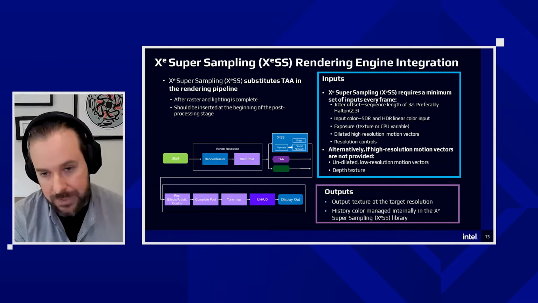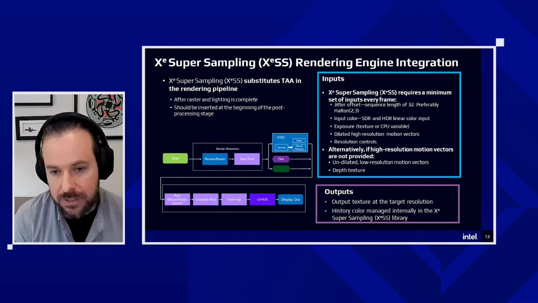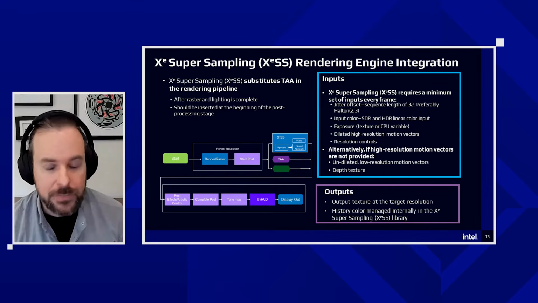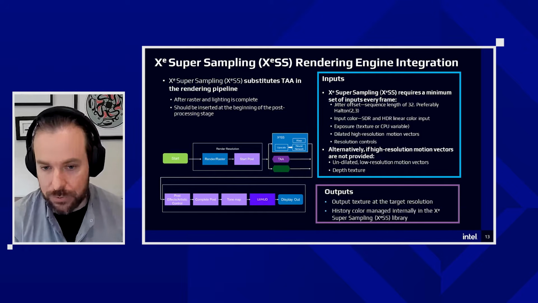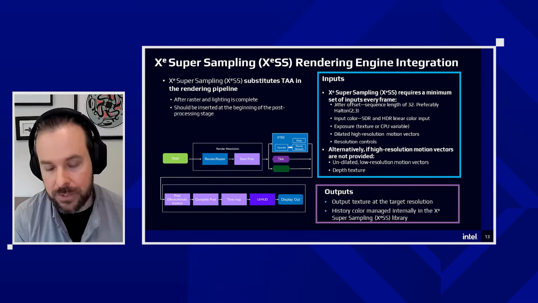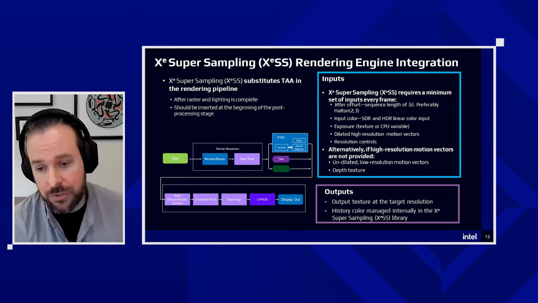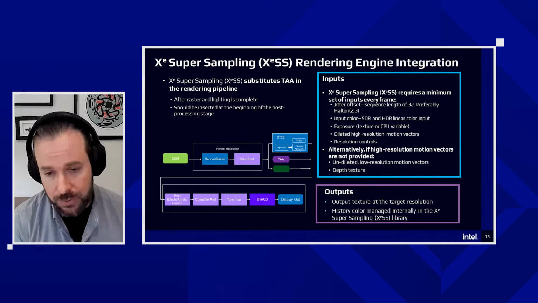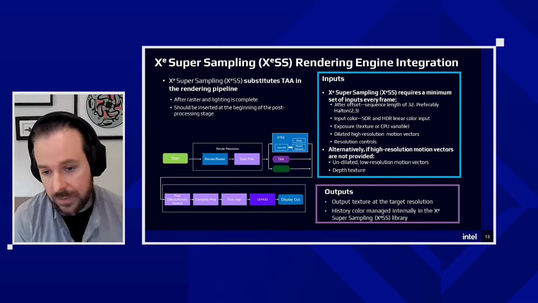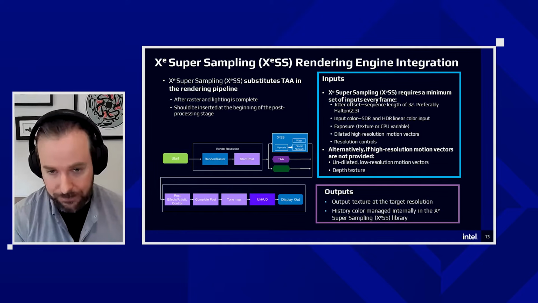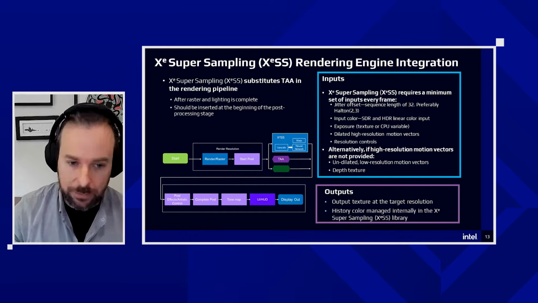And the last parameter you need to pass is some resolution controls. That's because XeSS supports dynamic resolution scaling. So for each frame, you can have a different input resolution, and these controls allow you to specify it. As an output, there's a simple output, just one texture at the target resolution, and this is a texture you can pass directly to the remaining stages of the rendering pipeline. And all of the history is maintained internally, so that's not something that the engine has to worry about.